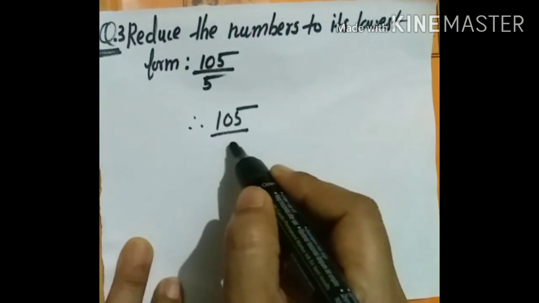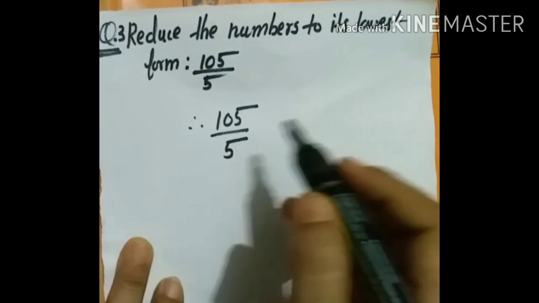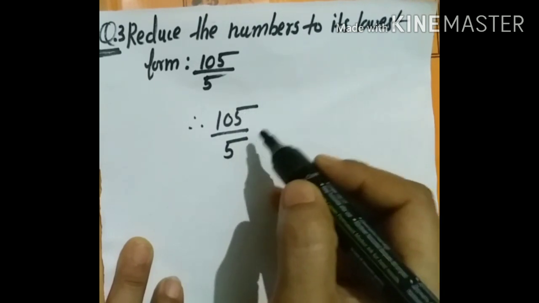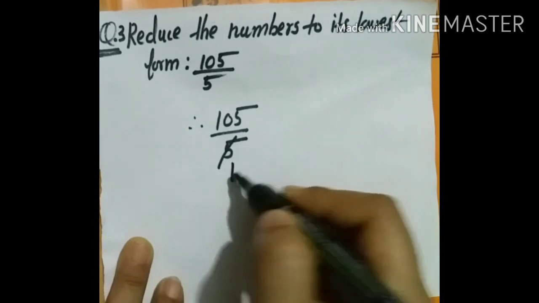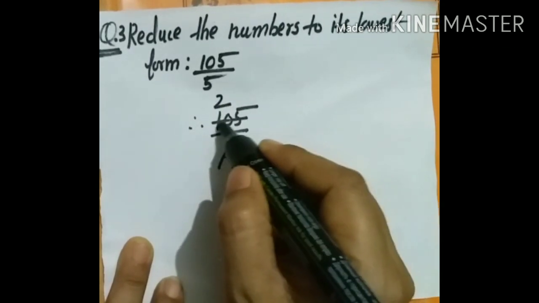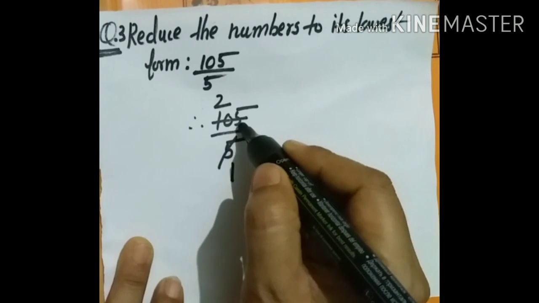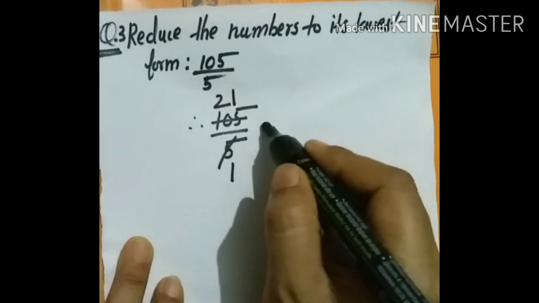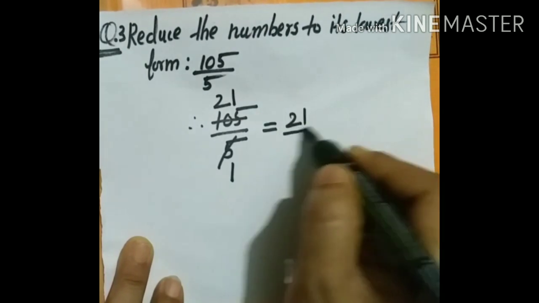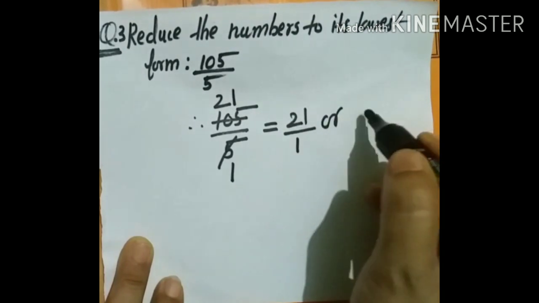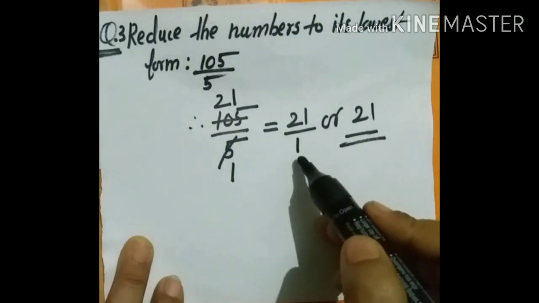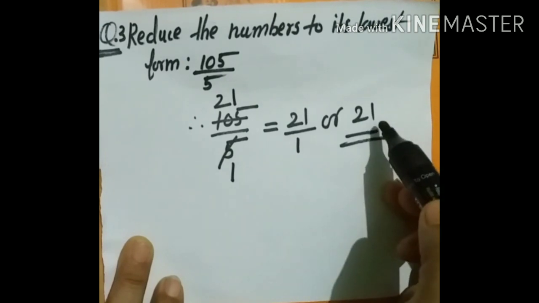105 upon 5. Now children, these two numbers are divisible by 5. So 5 ones are 5, 5 twos are 10. Now children, 5 remains. So 5 ones are 5. So what is the answer, children? 21 upon 1, or, children, 21. Okay children, if the denominator is 1, it is not written. So we can write directly 21.